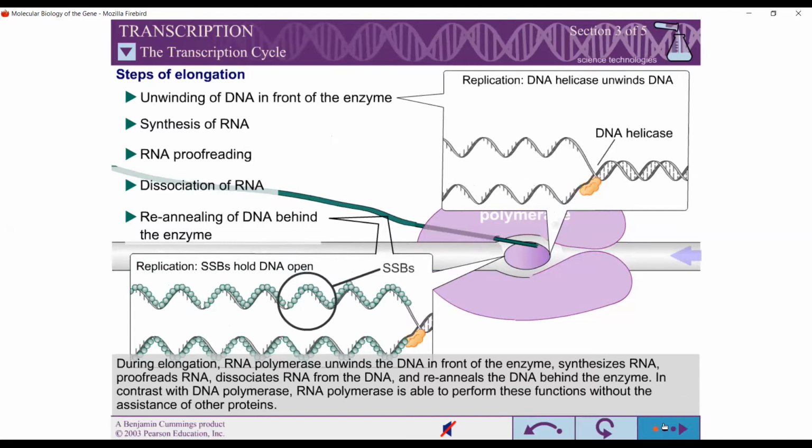You can see there is a comparison that is shown behind the enzyme. For replication, we had a host of enzymes. But when we think of transcription, it is a single enzyme doing all the functions. It unwinds the DNA, synthesizes the RNA, proofreads the RNA, dissociates the RNA, and reanneals the DNA behind the enzyme. Whereas in replication, there is a helicase to unwind the DNA, an SSB to hold the DNA in proper position, and a topoisomerase to relieve the unwinding in front of the replication fork. So polymerase is able to perform all these functions without the assistance of other proteins.